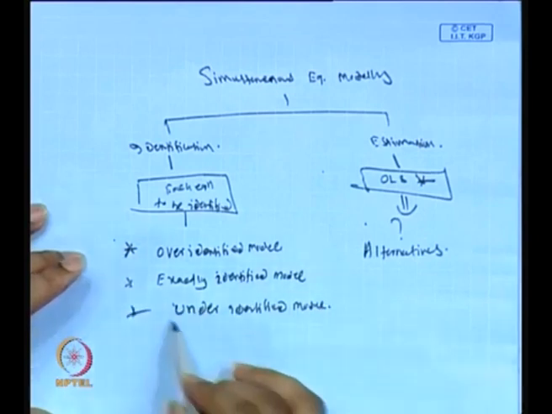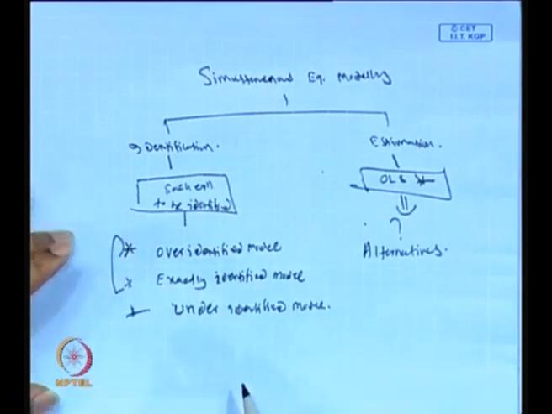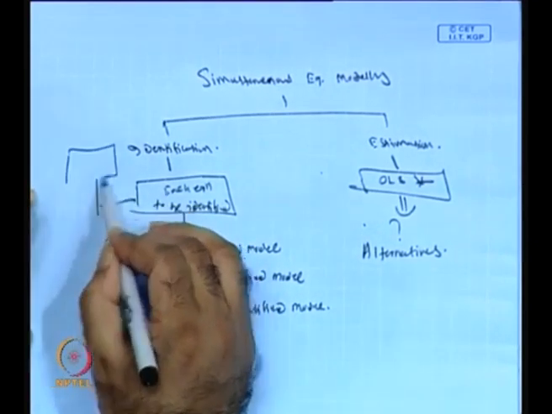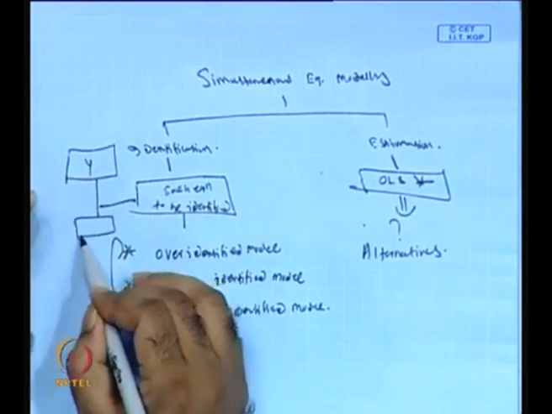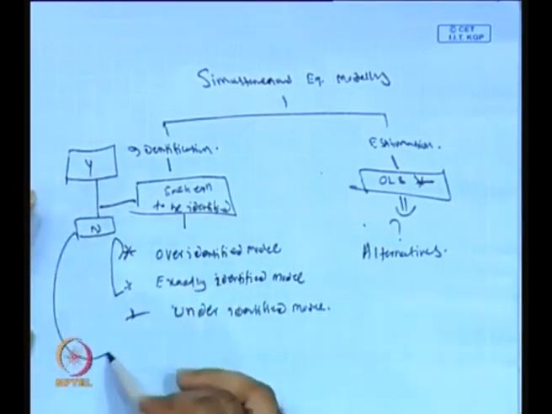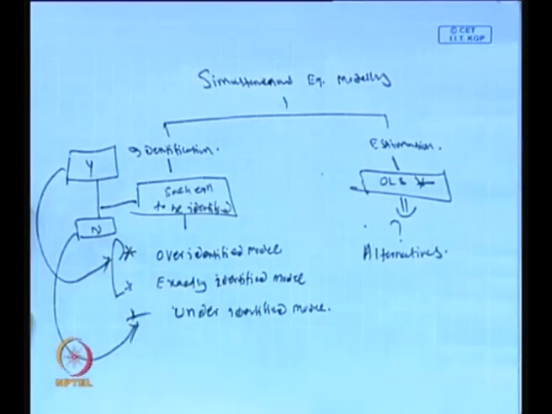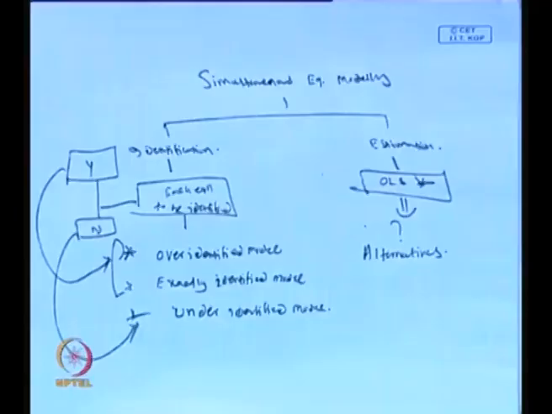So this means that when there is a question of identification, you have two answers, yes and no. If it is no, then it will come to here. If it is yes, then it will come to here. So if the equation is identified, then obviously the question is whether it is exactly identified or over identified. When the answer is no, then obviously it is a question of an under identified model.